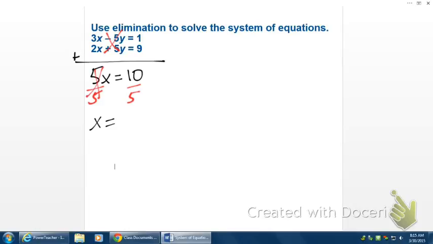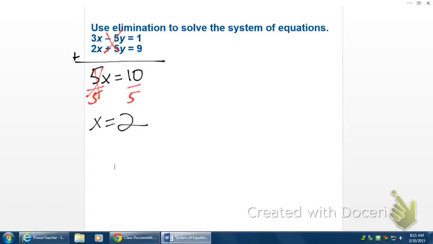And x equals 2. However you want to say it, 10 divided by 5. Yeah, 10 divided by 5. Now, we got half of the puzzle. We got to figure out the other half.